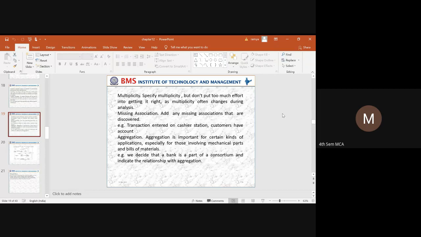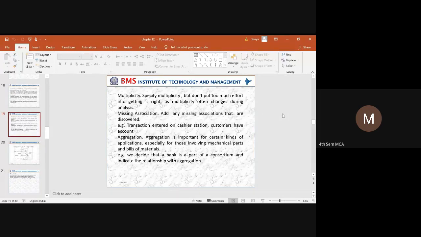Say, for example, a transaction is entered on a cashier station, but the customers may not be related. In that case, between the transaction, the customer and the cashier station, there can be a missing association that has to be identified. Next thing is aggregation.